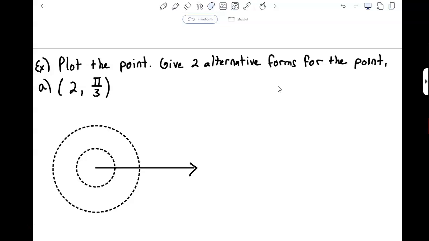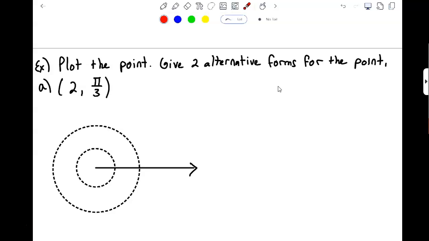So what I usually do, especially if I'm just plotting a single point like this, is sketch some polar graph paper. Polar graph paper usually consists of, at the very least, your polar axes, and then circles with dashed lines to represent the different distances from the pole. So that way we can look at this and say, hey, we're a distance 2, so we would be on the circle of radius 2 from the origin.